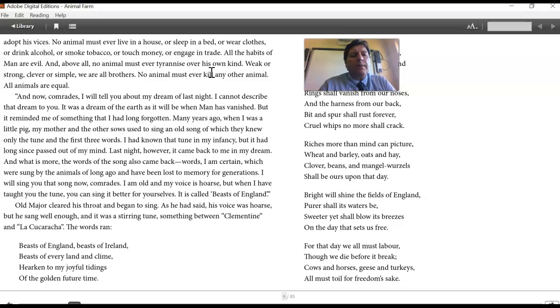I cannot describe. It is a dream of the earth as it will be when man has vanished, but it reminded me of something that I'd long forgotten. Many years ago when I was a little pig, my mother and the other sows used to sing a song. I'd known that tune in my infancy, but it had long passed. Last night it came back to me in my dream.